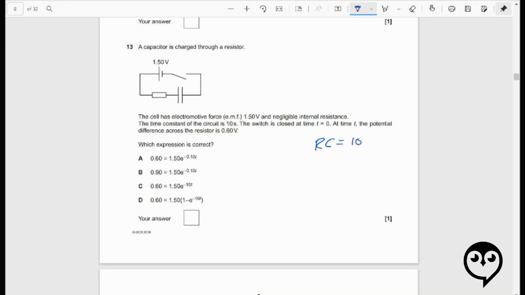All right, now remember our formula had negative t over RC, so that's going to be negative 0.1 t. So we've ruled out C and D. It's a choice between A and B. Now they're talking about the potential difference across the capacitor. If the potential difference is V, we can have an equation, because here's an EMF. We can have the equation in terms of the potential difference.